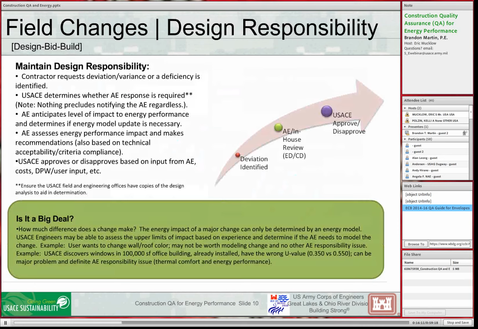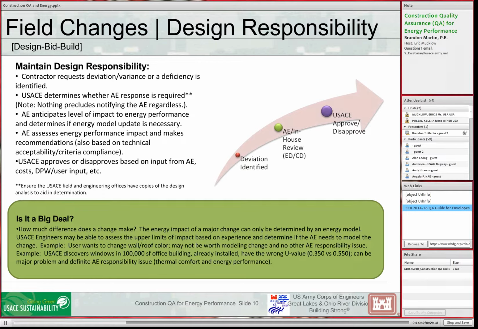Okay, so we need to maintain design responsibility. Again, we have spent all this time working with the customer doing energy models. I know I keep saying that, but the point is, the AE who did all this work is somewhat responsible for the energy performance of the building. If we go around making changes, allowing customers to make certain changes, or if the contractor misses something in the contract or installs something incorrectly, and we're contemplating letting it go or just getting a credit, we need to think about that pretty hard. We need to think about what the energy impact of that is.